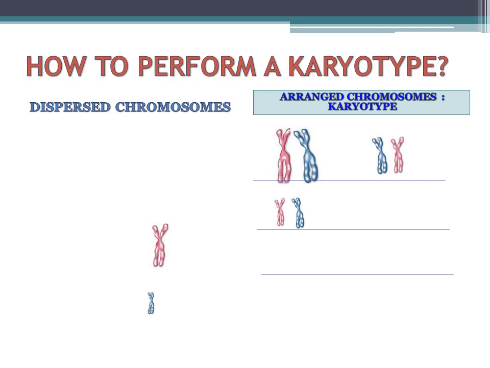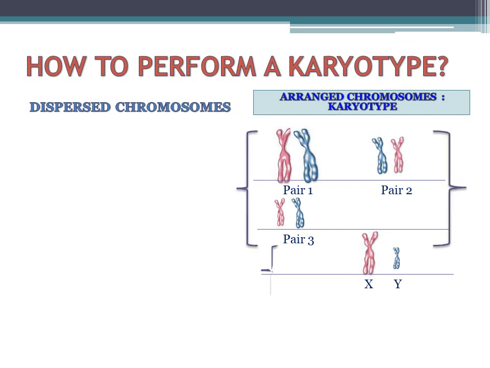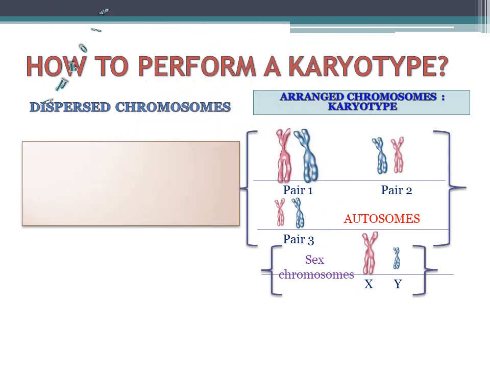The remaining pair is non-homologous since it consists of X and Y chromosomes, X being the longer one. So we have pairs 1, 2, and 3, and X and Y chromosomes. Pairs 1, 2, and 3 are called autosomes, while X and Y chromosomes are the sex chromosomes.